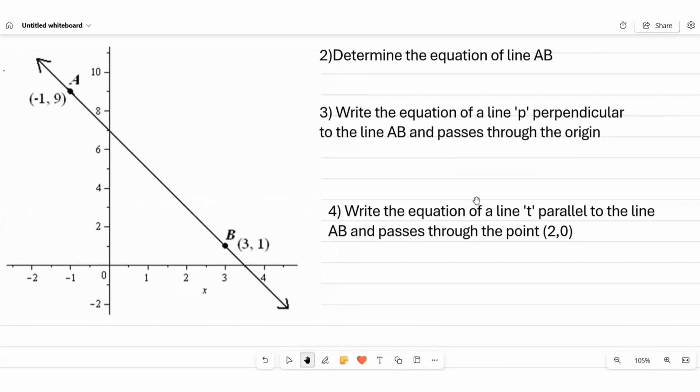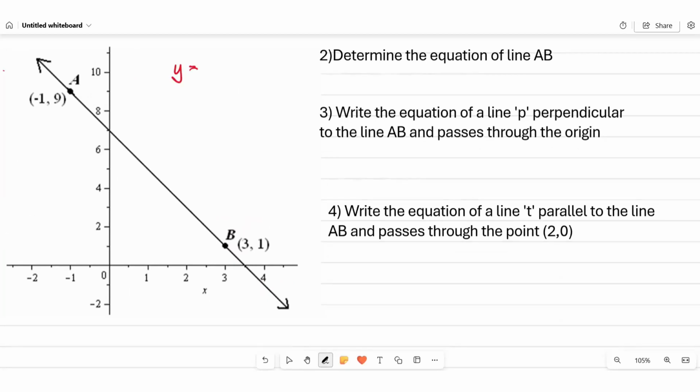Our second question says, determine the equation of the line AB. Now, if we're going to determine the equation of a line, it depends on the format that we want to write it in. So there are multiple formats. I'm going to choose the slope-intercept form. So I'm going to write the equation in this format.